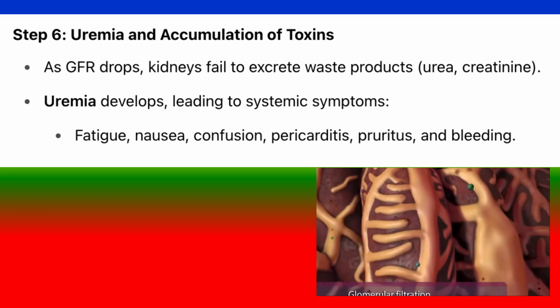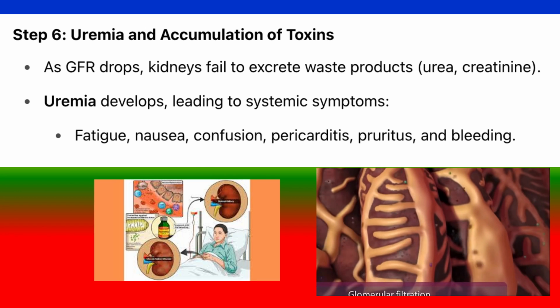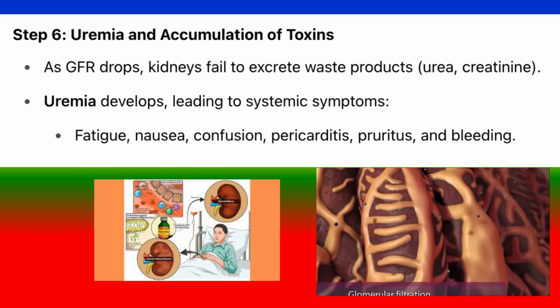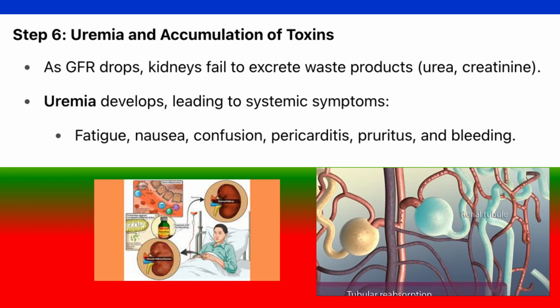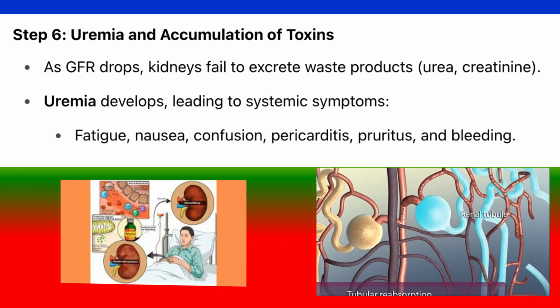As GFR drops, kidneys fail to excrete waste products, urea, creatinine. Uremia develops, leading to systemic symptoms: fatigue, nausea, confusion, pericarditis, pruritus, and bleeding.